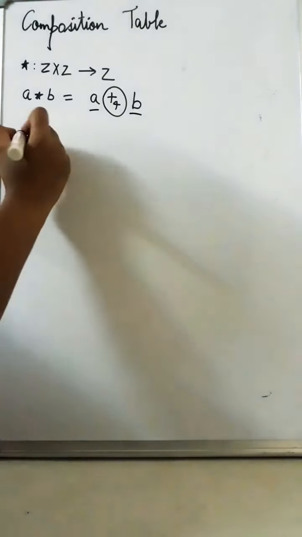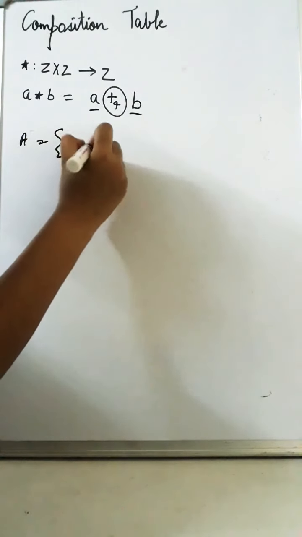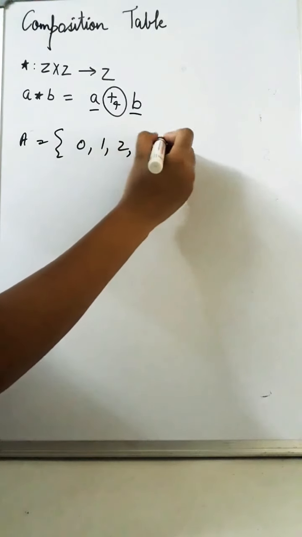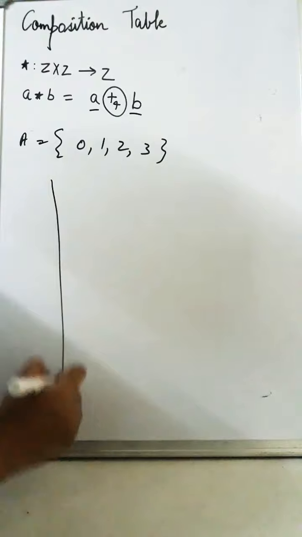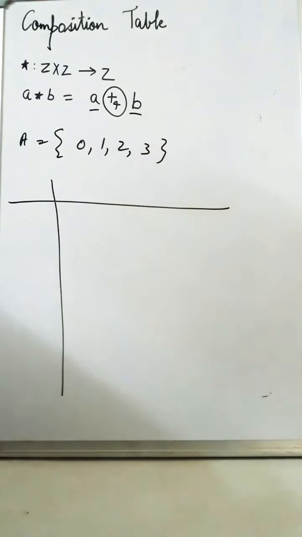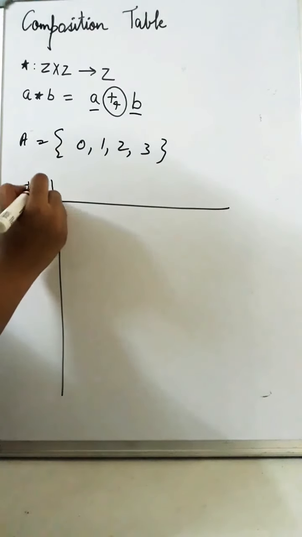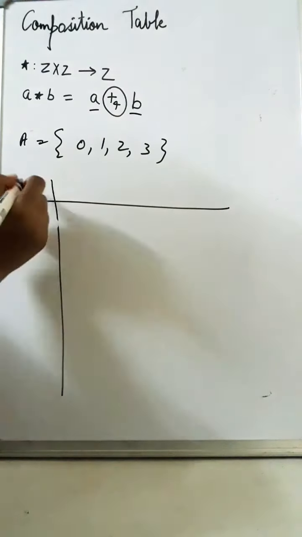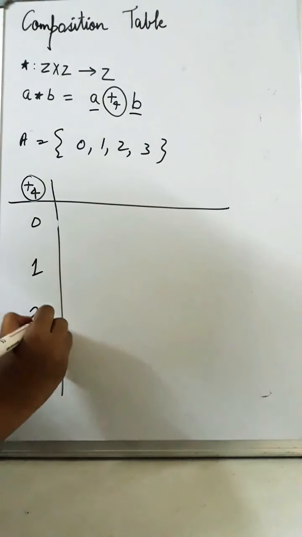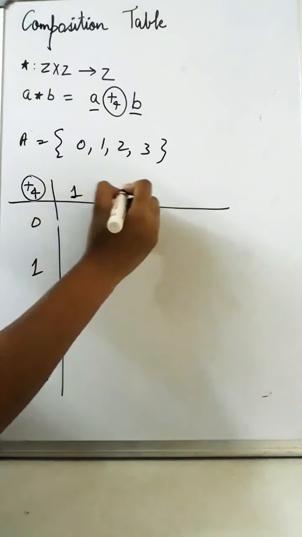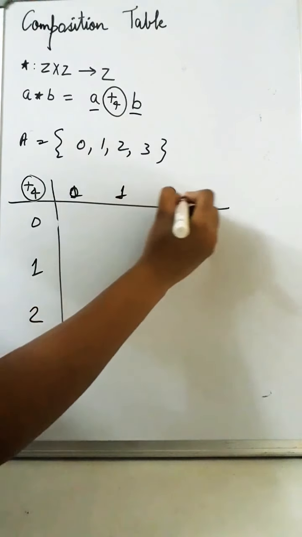Suppose we have a set A that has 0, 1, 2, 3. Okay, so let us see how a composition table is made. Your operation is addition modulo 4. First of all, you write your operation here, the binary operation. Now put these numbers vertically and horizontally also: 0, 1, 2, 3. Similarly here, 0, 1, 2, 3.